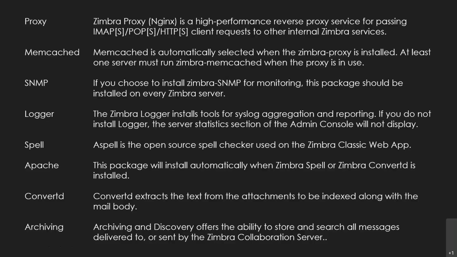And spell. Spell is the open source spell checker used in the Zimbra Classic web app. Apache. This package will install automatically when Zimbra Spell or Zimbra ConvertD is installed. And ConvertD. ConvertD extracts the text from the attachments to be indexed along with the mail body. And archiving and discovery offers the ability to store and search all messages delivered to or sent by the Zimbra Collaboration server.